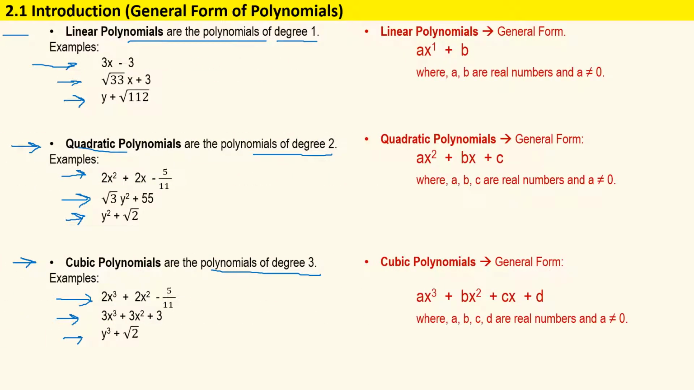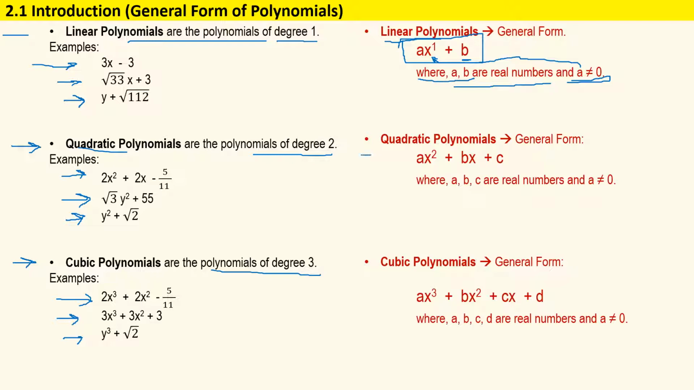Now let's have a look at the general form of linear polynomials. The general form is ax plus b, or ax raised to power 1 plus b, where a, b are real numbers and a is not equal to 0. Because if a were 0, then this term, that is ax, will become 0 and we shall be left with only b, and hence the polynomial will no longer be a linear polynomial.